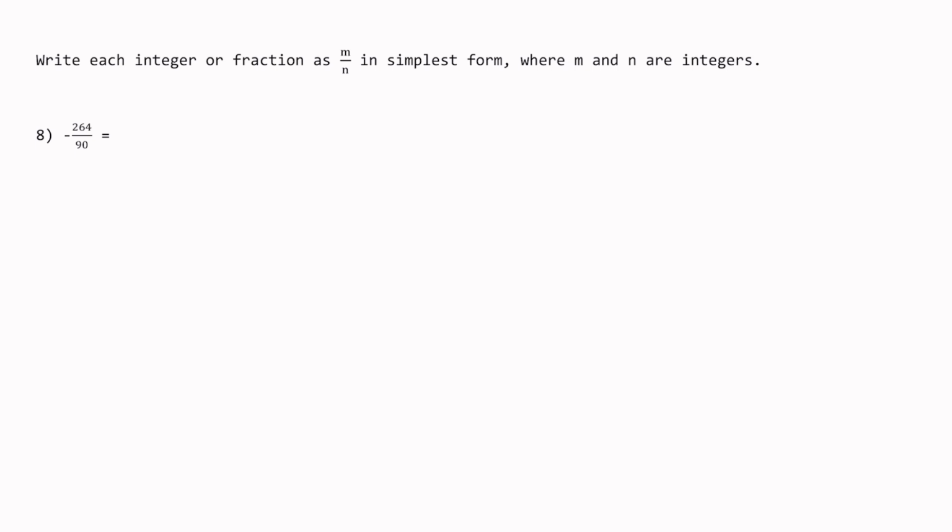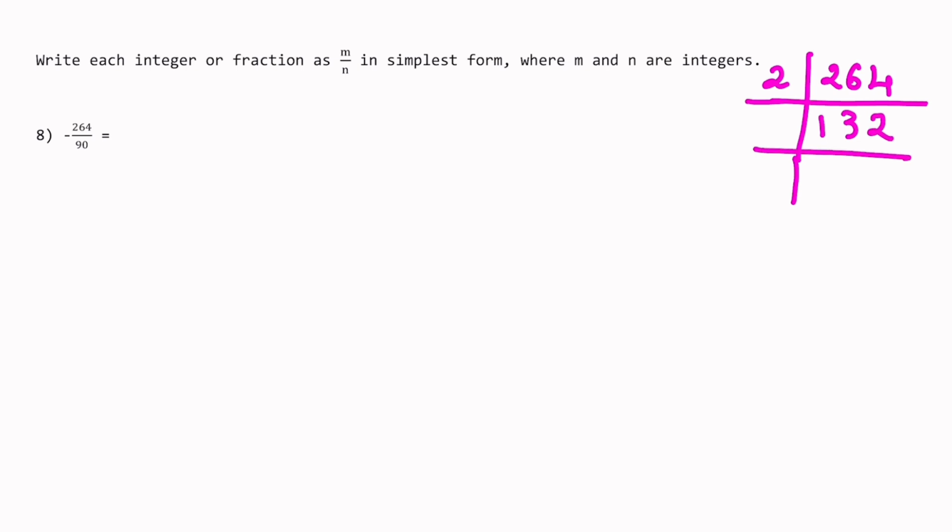Understood? So let's move to the next question, number 8, which is minus 264 over 90. So how are we going to solve this question? We need to get the prime factors for this, right? Because we want to simplify it. So let's start with 264 here. Prime factors. So it ends with 4. So it's an even number. So we'll start with 2 here. So 2 times 1 is 2. 2 times 3 is 6. And 2 times 2 is 4.